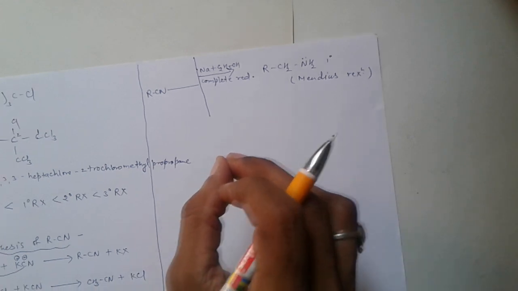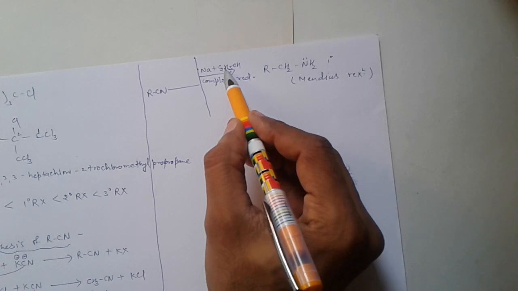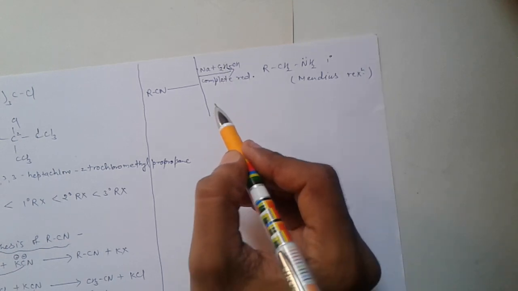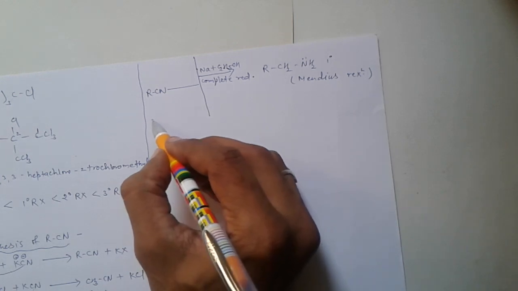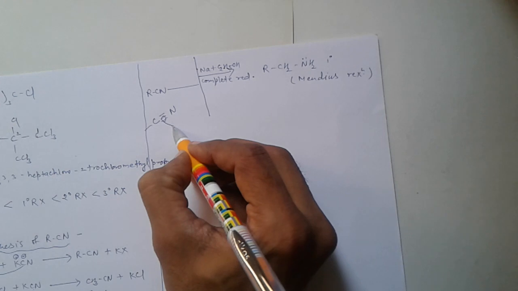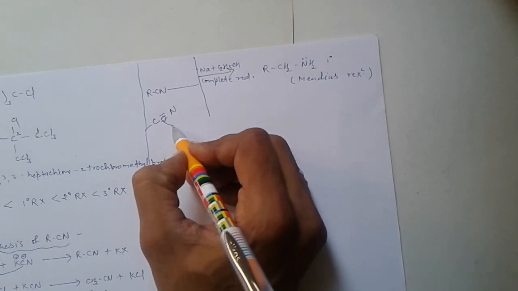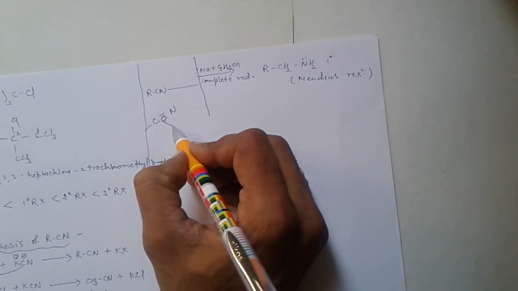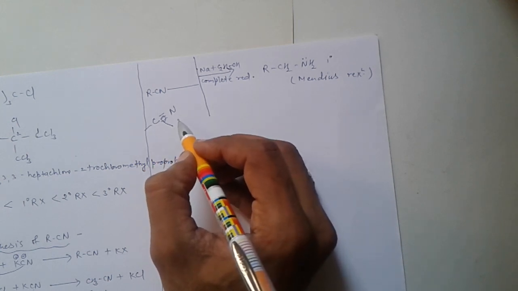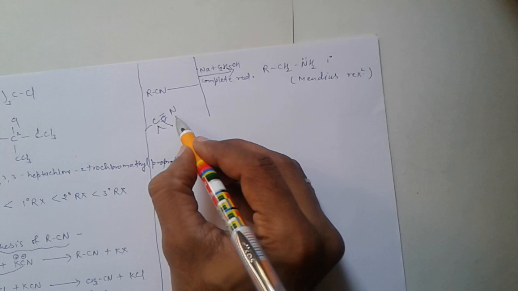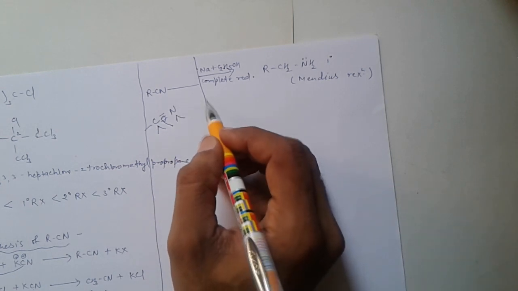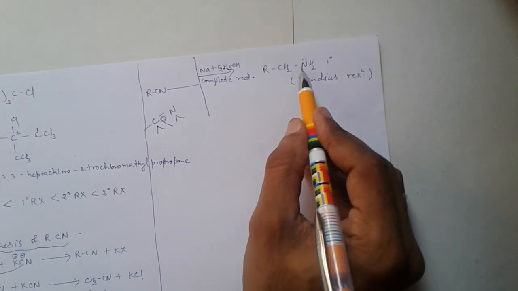Here the reducing mixture is sodium plus ethanol. During this reaction, two pi bonds are cleaved between carbon and nitrogen. Two pi bonds are cleaved between the carbon and nitrogen bond. Then two hydrogen atoms are attached to carbon and nitrogen atoms. Therefore, finally the product will be 1 degree amine.